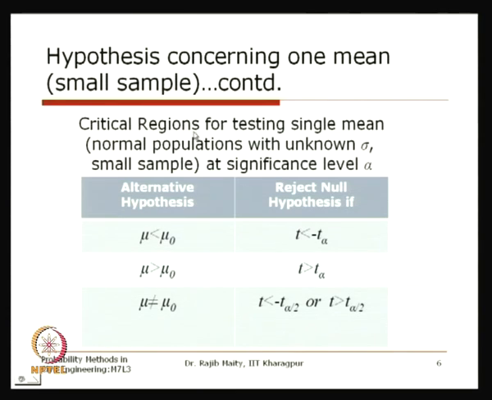And for this case, the critical regions for this one-sided test will be t less than or equal to minus t alpha, and if it is right-hand side, then it is t greater than t alpha. For the two-sided test it is t less than minus t alpha by 2 or greater than t alpha by 2. So now you can see that for a large sample we are approximating it with the standard normal distribution, and if it is a small sample we have to approximate it with the t distribution with degrees of freedom n minus 1, where n is the sample size.